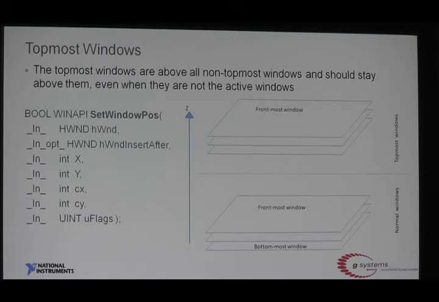Topmost windows. So the way they're categorized is there's a category of topmost windows and a category of normal windows. It doesn't mean the active one. It doesn't mean frontmost. There's a frontmost in both categories. So topmost windows are always going to stay on top, even if you have a frontmost normal window, the topmost windows will be above them.